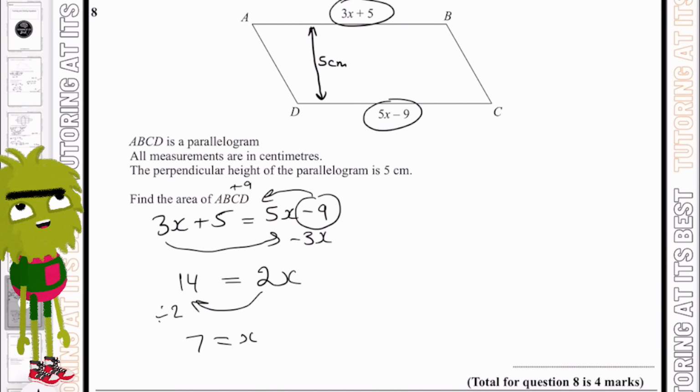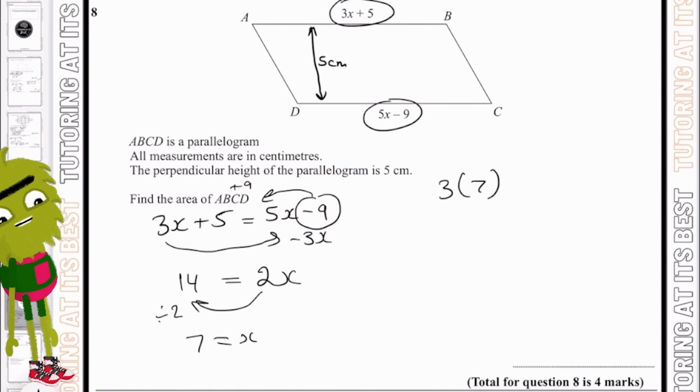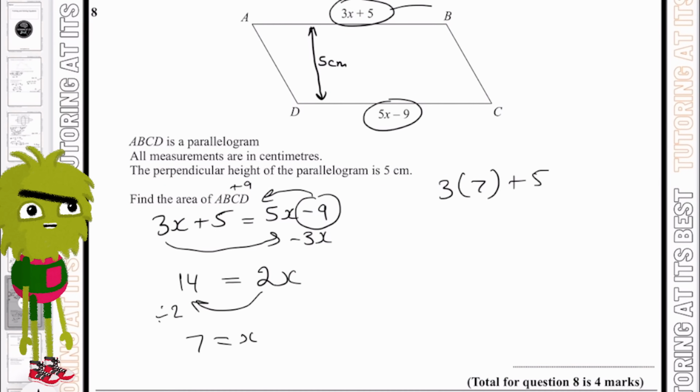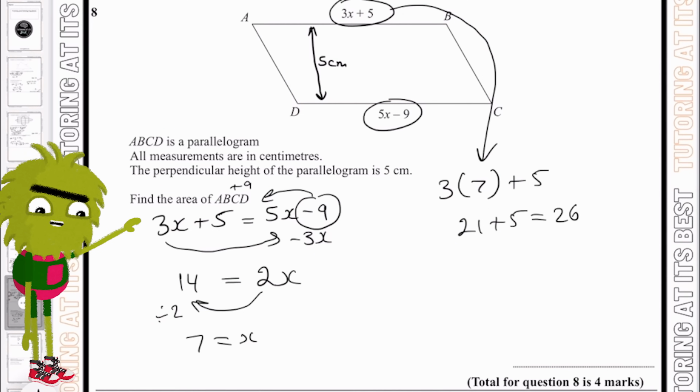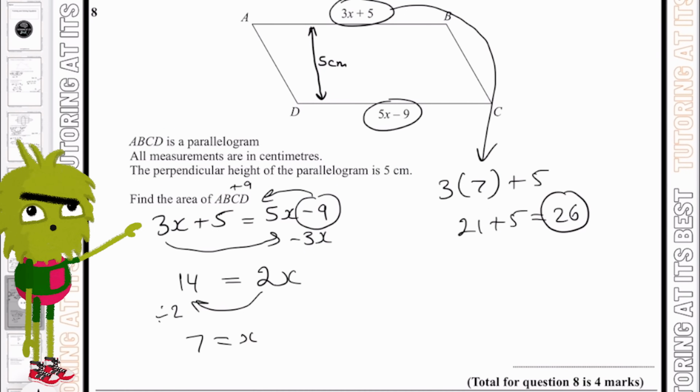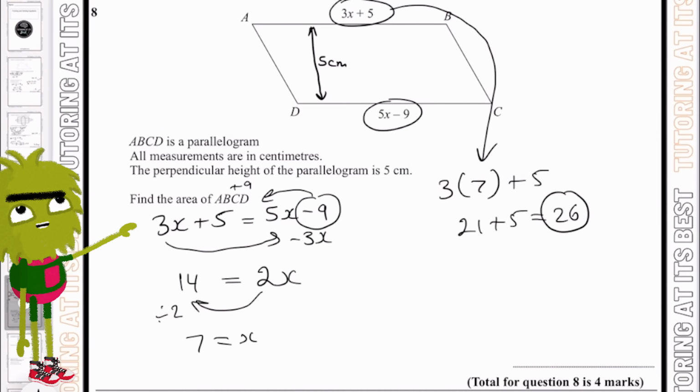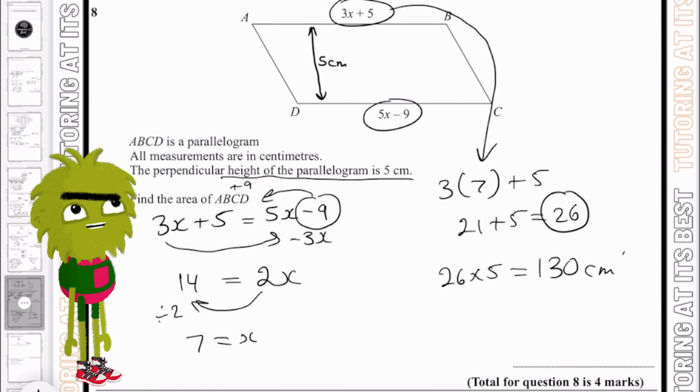And then we can go ahead and substitute this. So we can have 3 times 7 plus 5. Once again, I'm getting it from here. 21 plus 5 equals 26. And then I can go ahead and multiply this by the height. So we'll have 26 times 5, which gives you 130 centimeters squared.